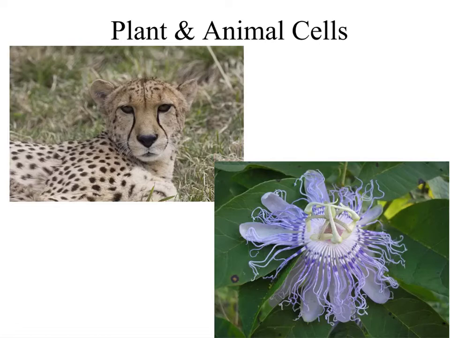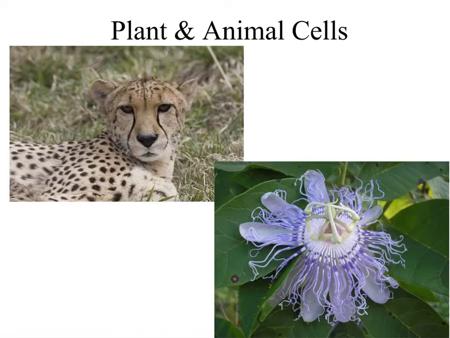I'd like to start by taking a look at these two species you see on your screen, the African cheetah and the passion flower from right here in southern Illinois. From a distance they look very different. Of course the cheetah is adapted for high-speed running, catching food. The passion flower has the unbelievable ability of capturing solar energy and creating its own food.